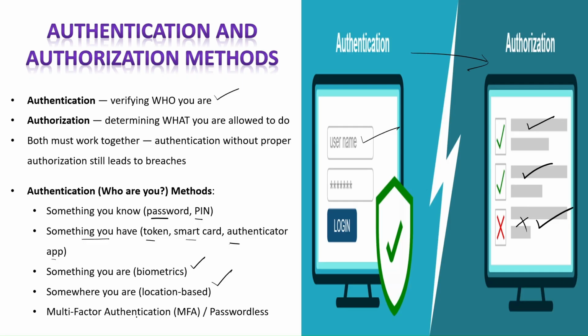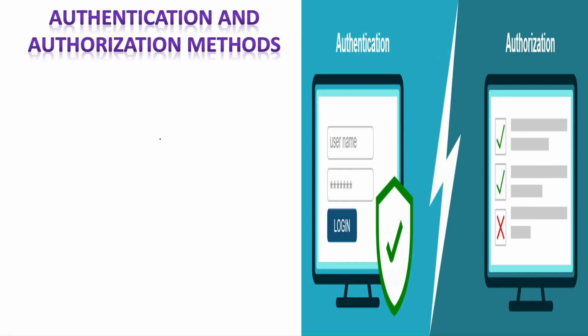based. And so if you combine multiple of these, for example, something you know and something you have, then this type of authentication method is known as multi-factor authentication, and there is also passwordless authentication. For example, if you combine the biometric and the authenticator app, you have a passwordless authentication method.